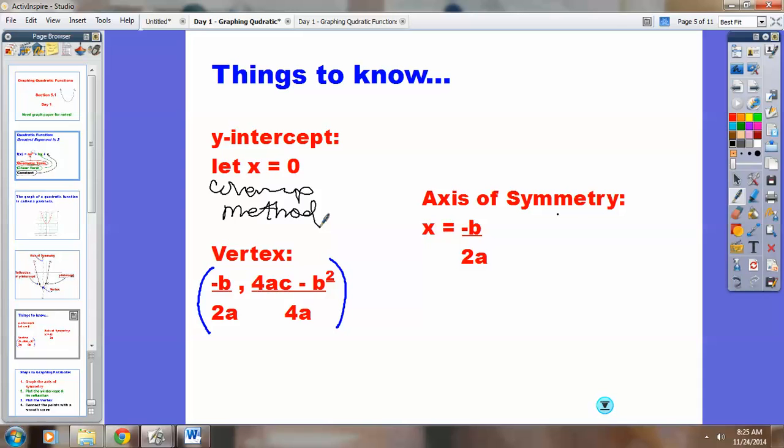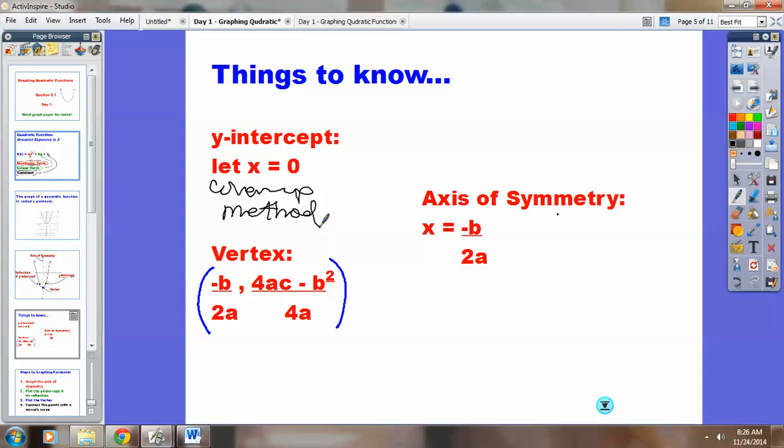The next thing on your paper says axis of symmetry. There's a formula for finding our axis of symmetry, and it's right here. The axis of symmetry is an equation. You will always write this as an equation. I don't want 6 or 1/2. I want your axis of symmetry written as an equation. x equals 6. x equals 1/2. Whatever the case is. But it does need to be an equation. And this is read the opposite of b divided by 2a.